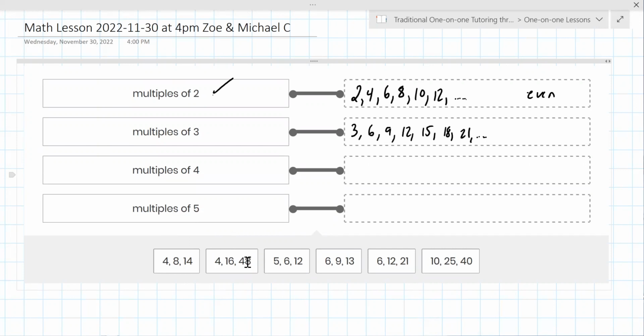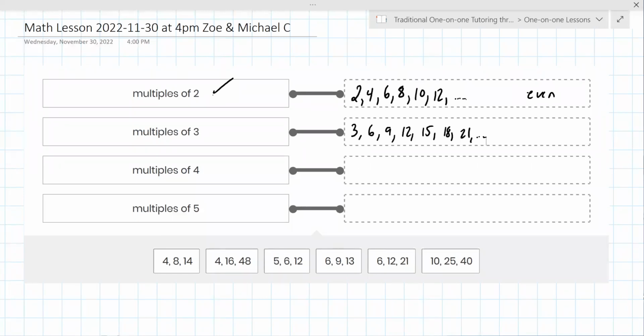4, 6, and 18. I'm sorry, 4, 16, and 48. 48, believe it or not, is a multiple of 3, but the first two are not. You see that? So they'd have to all be in the list here.